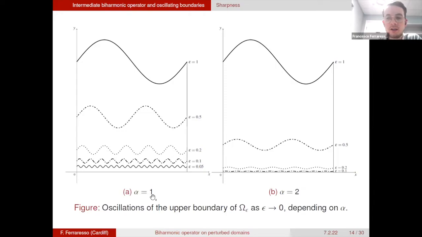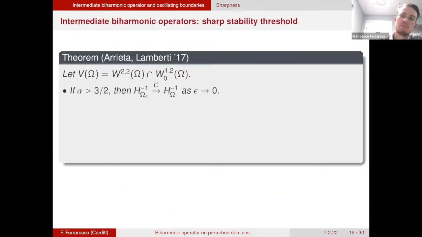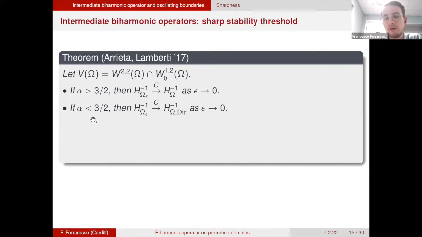If instead you are below a certain threshold, then you will have this sort of wavy pattern. And if the oscillation is quite fast, then you cannot tell the difference between a normal direction and a tangential direction. So this is telling you that probably the boundary condition in the limit will change. And indeed, that is what happens. So Arrieta and Lamberti in 2017 proved that if alpha is greater than 3/2, then the biharmonic operator with intermediate boundary condition will preserve the boundary condition in the limit. So there is spectral stability. If you are below 3/2, then instead you will converge to the biharmonic operator with Dirichlet boundary condition on the upper edge.